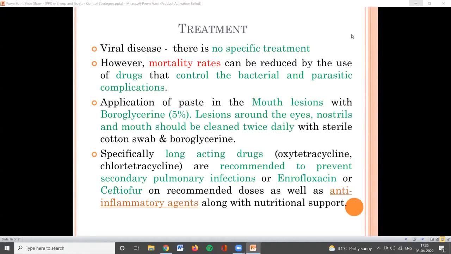But you can reduce the death in the other animals by controlling the bacterial complications. Apply paste of 5% boroglycerin on the mouth lesions, and lesions around the eyes, nostrils, and mouth should be cleaned twice daily with a sterile cotton swab and boroglycerin. Long-acting drugs like oxytetracycline and chlortetracycline are recommended to prevent secondary pulmonary infection, or enrofloxacin or ceftiofur. Must use anti-inflammatory agents along with nutritional support.